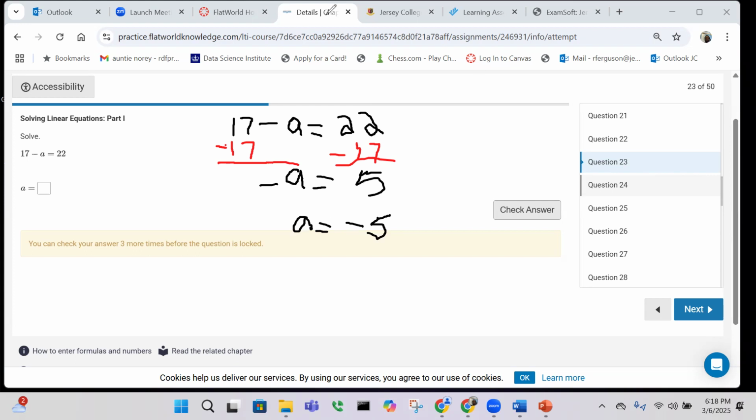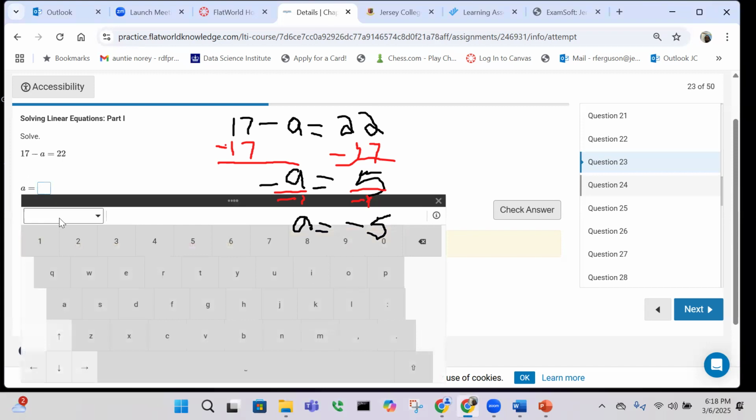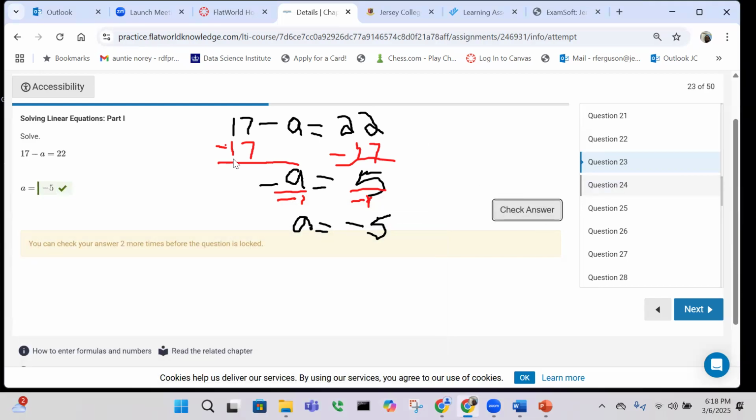To soothe yourself, because this is another step, I can either divide by -1 or multiply by -1. Divide by -1, negative cancels negative, and what I do to the left, I do to the right. That's how I get -5. So this answer would be -5, because 17 minus -5 would be 17 plus 5, which is 22. So -5 goes here, and when we check our answer, it should be correct. That's one of the questions on the quiz, a two-step equation.